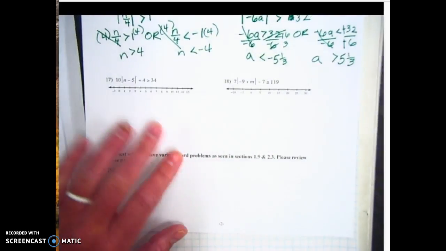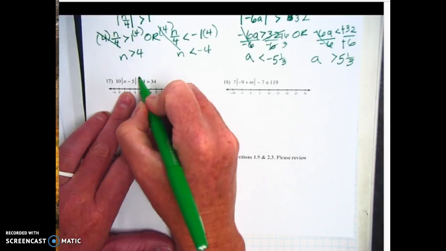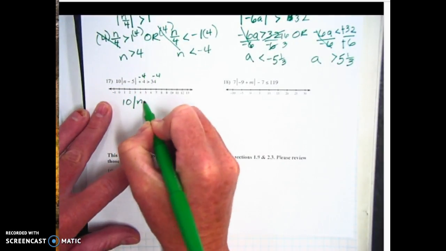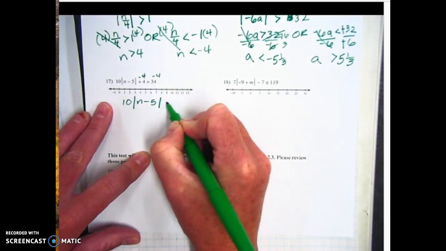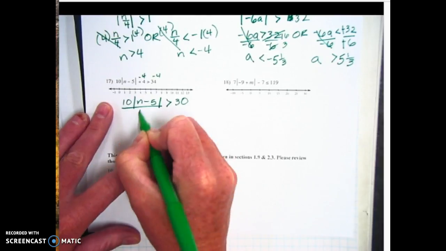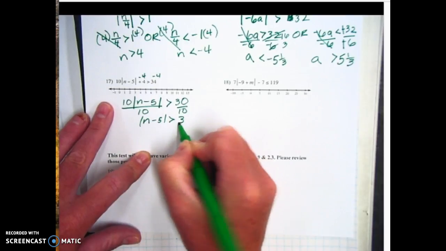Jumping down to number 17. 2 steps to get that absolute value by itself. So I'm going to start by subtracting 4 from both sides. I have 10 times the absolute value of n minus 5 greater than 30. So I need to divide both sides by 10, which leaves me with the absolute value of n minus 5 greater than 3.